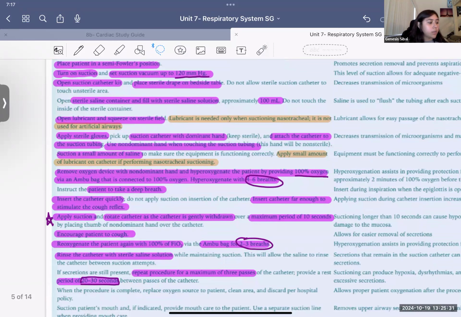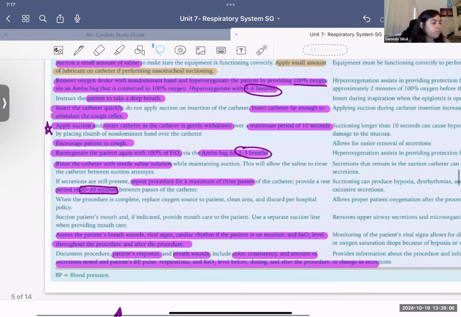So remove the oxygen device and provide 100% oxygen with an ambu bag, right? And you're going to hyperoxygenate them. The book says 4 to 6 breaths. You're going to apply suction and rotate as you are withdrawing. You want to make sure the maximum you're doing this is only 10 seconds whenever you're suctioning them, and only on the way out. You're reoxygenating them after you suction them with, again, 100% FiO2 with the ambu bag, 2 to 3 breaths. And so it's just saying 4 to 6 breaths before you actually suction them.